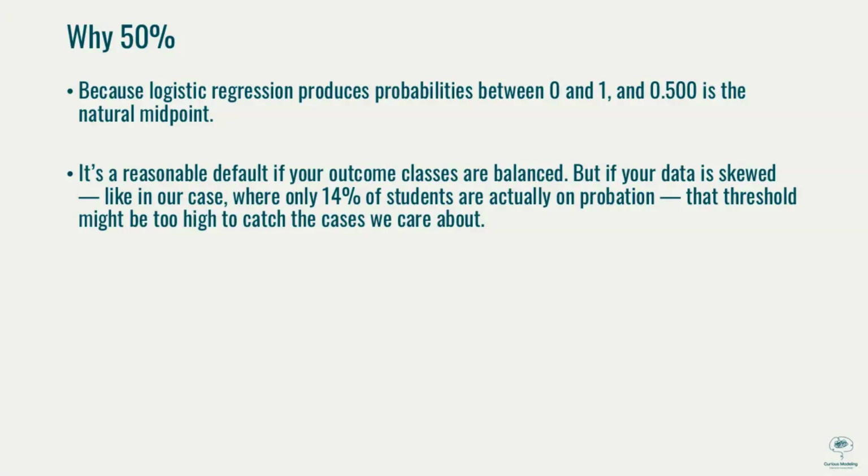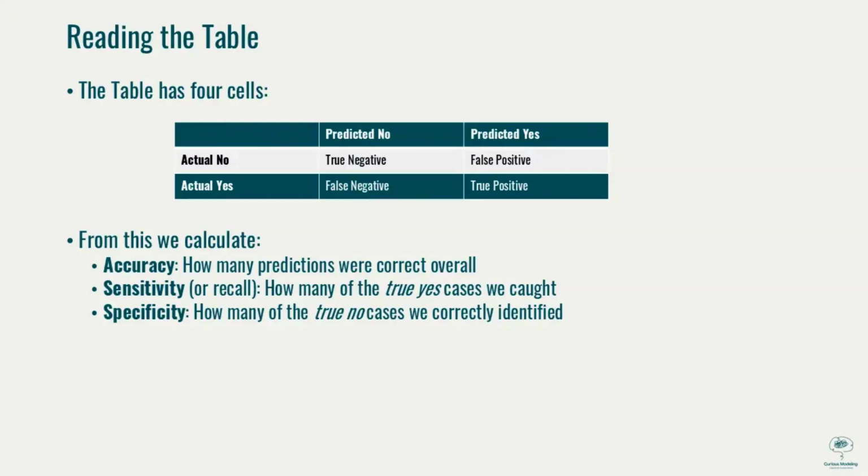But if your data is skewed, like in our case, where only 14% of students are actually on probation, that threshold might be too high to catch the cases we care about. So the way in which to read the table itself, the table's got 4 cells. You've got the predicted no against actual no, which is your true negative, and then the predicted yes against the actual yes, which is your true positive. And now when you've got the predicted yes against the actual no, you've got your false positive rates. So we felt like they were going to be on probation, but actually they weren't the case. So we got it wrong. And then the predicted no against the actual yes, where we missed on the end we're actually interested in, that's what we consider false negative.